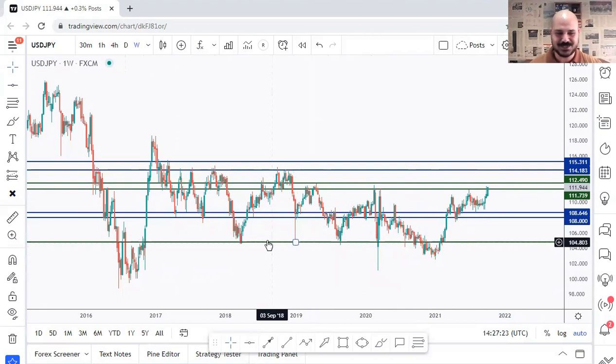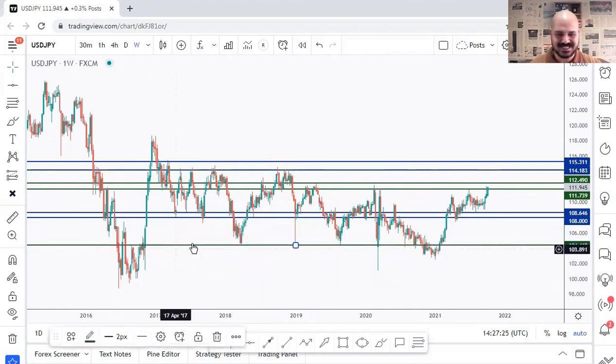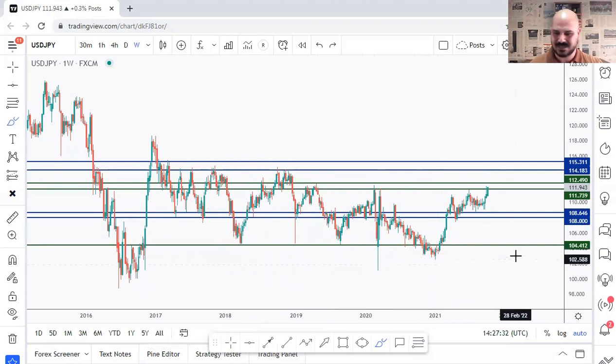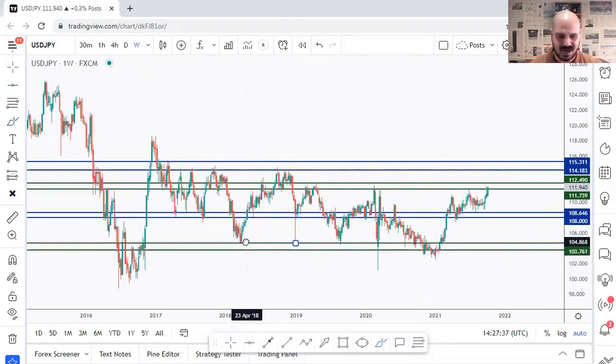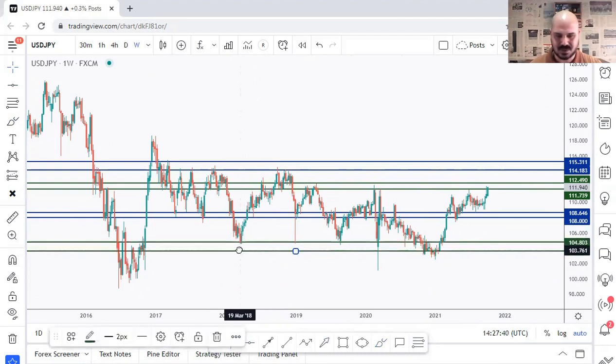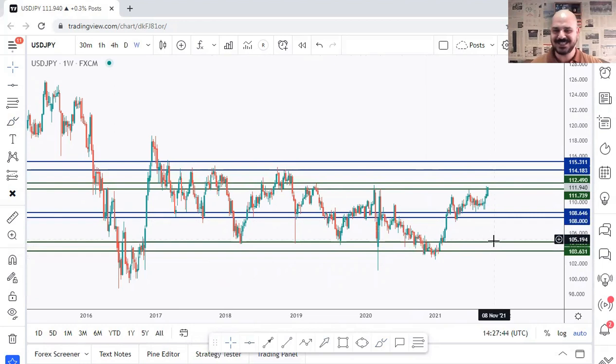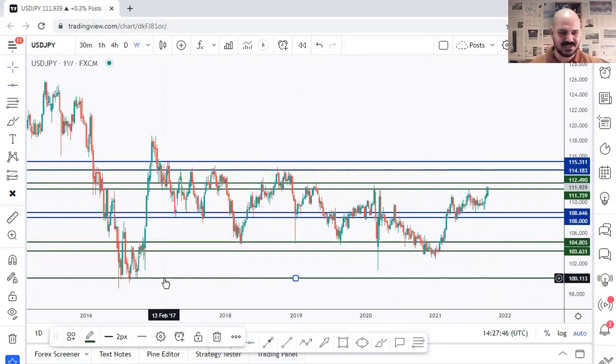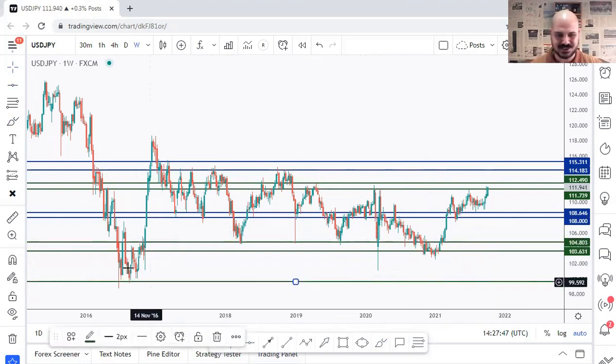And actually, this is also a very strong one. Many rejections from it, right? So 1, 2, 3, 4, and the price broke a little bit below it, so around 104.5, something like that. We can make it a little bit higher and a little bit lower to cover these rejections here. So blue, green.